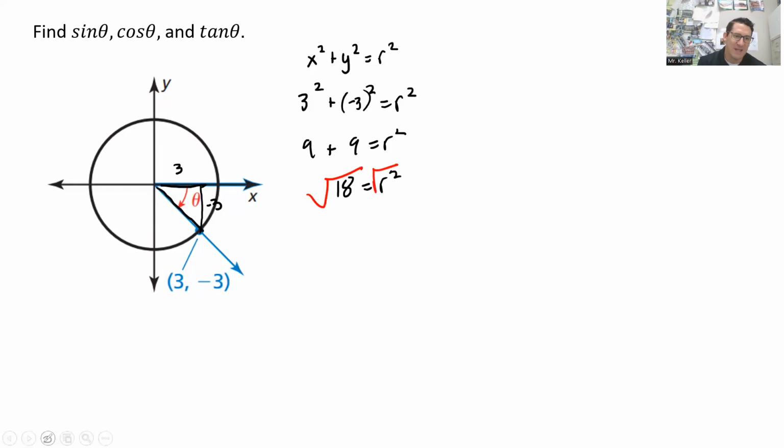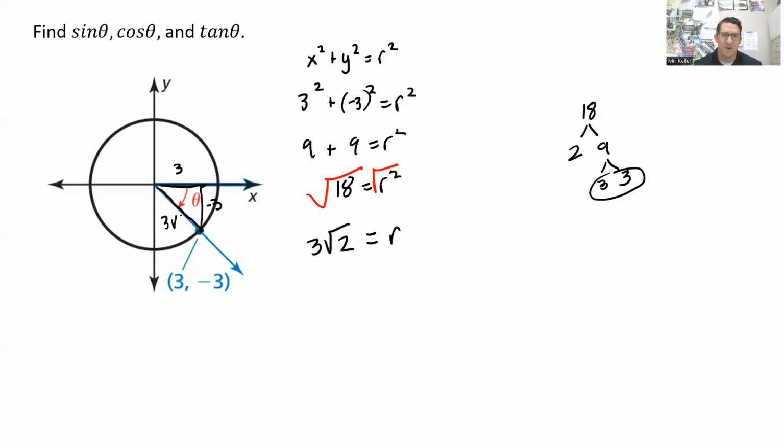Square root of 18. So 18 is 2 times 9. 9 is 3 times 3. So we have a pair of 3s. So this is 3 root 2. And since the side lengths are the same, I mean, one's negative, but you should have been able to recognize the 45, 45, 90 triangle. If not, that's why we have Pythagorean theorem.